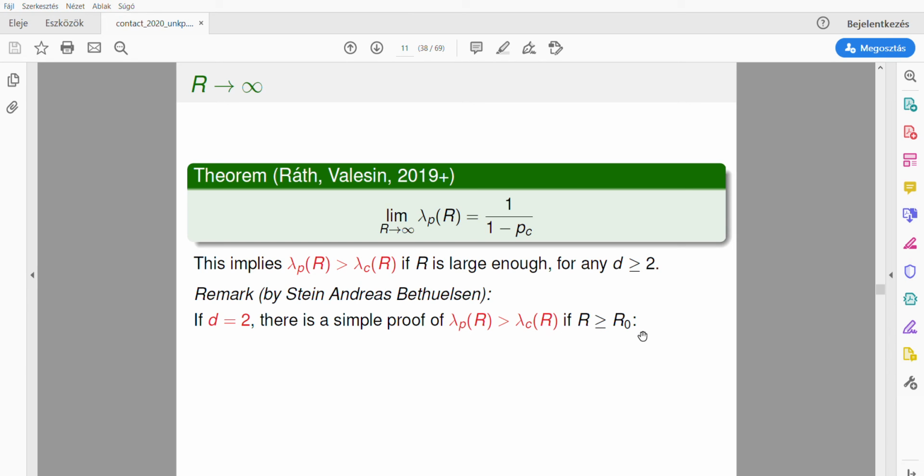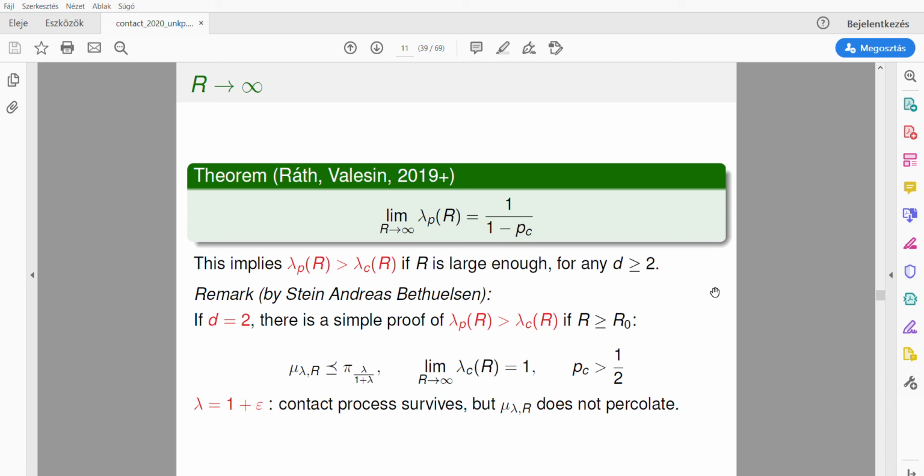So this is a very restricted argument because it only works for d equals 2, and it does not prove the asymptotics. It just proves that the strict inequality holds if the radius is big enough. So here's the argument. It's kind of silly. There is a very trivial way of upper bounding the upper invariant measure by a Bernoulli product measure with value lambda divided by 1 plus lambda.